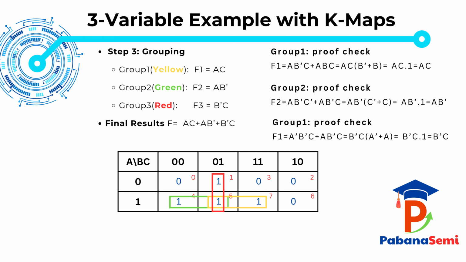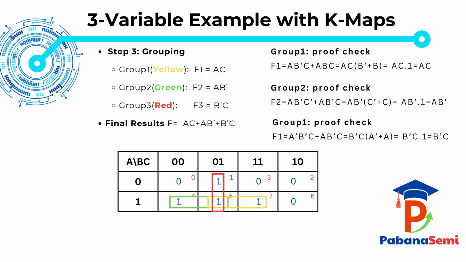The simplified term for this group is F3 equals B prime C. Group 3, proof check. F3 equals A B prime C. Factor B prime C. F3 equals B prime C. Since A prime plus A equals 1, F3 equals B prime C.